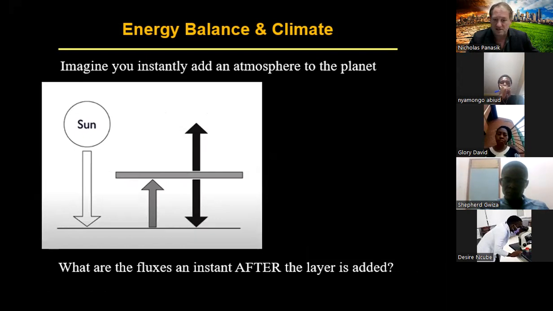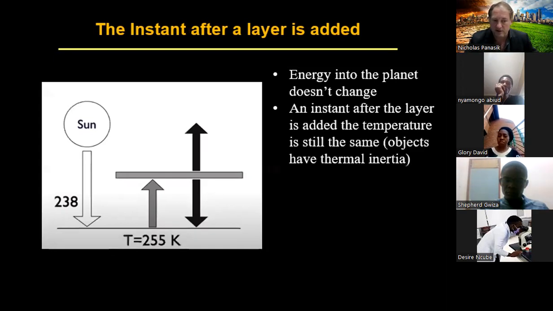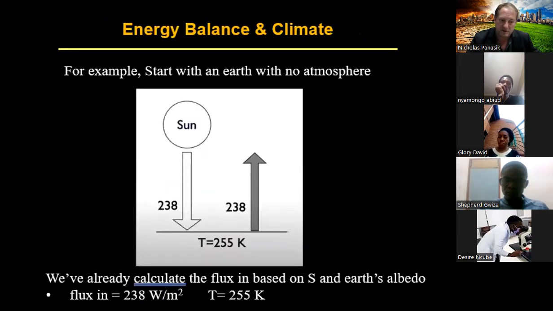What are the fluxes right after the layer is added? Okay. So the energy into the planet doesn't change, right? It's still 238 coming down. But at that moment, at the instant right after we've added the layer, the planet's still at 255, just like it was when we were looking without an atmosphere.